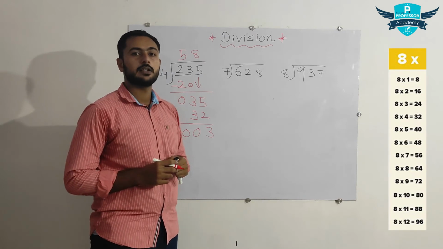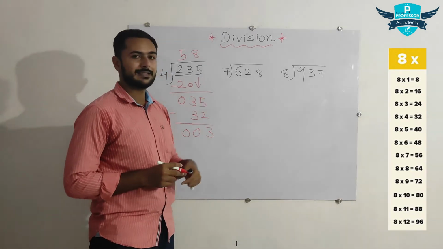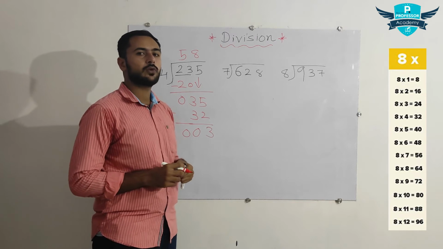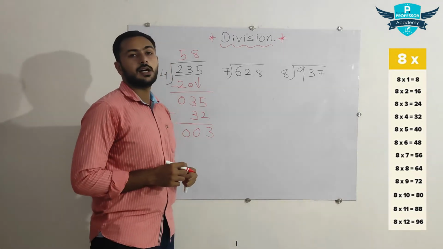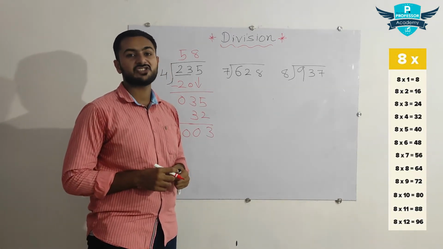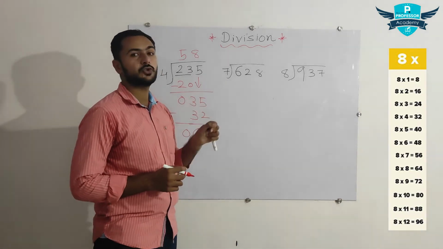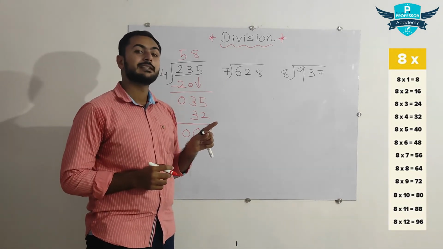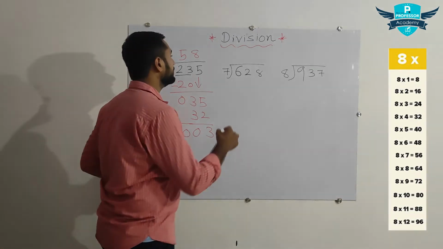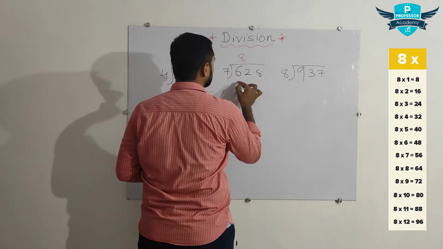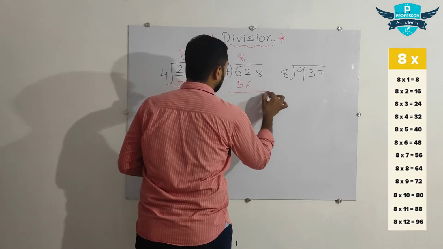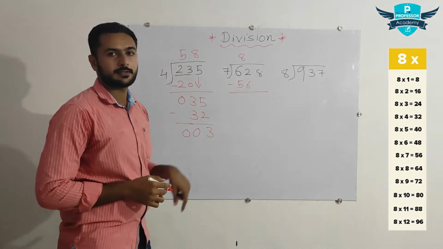Is it there? No. See properly, that's not there. It means we have to find the nearby number. 7 nines are 63, but 63 is bigger than 62. So we'll use 7 eights are 56. Now do the subtraction for this.